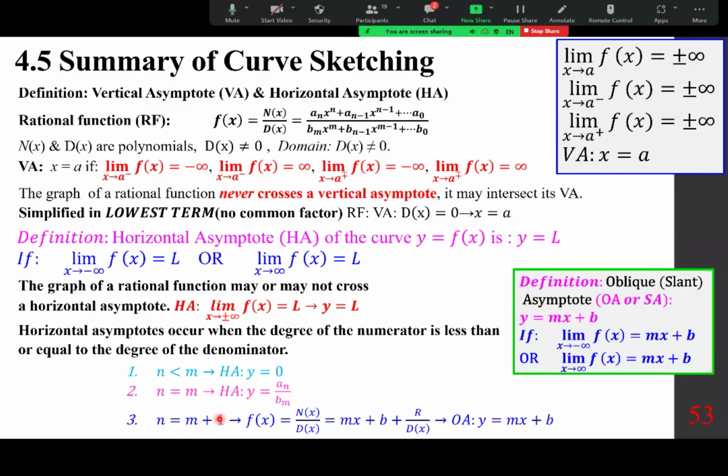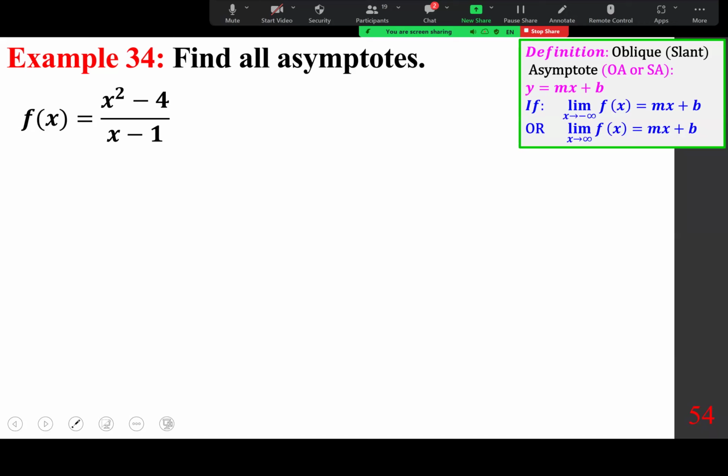If n is precisely m plus 1, meaning the degree of the numerator is larger by only 1, you divide by long division, synthetic division, you name it. It gives you a quotient mx plus b, which is of degree 1, and a remainder. This quotient, y equals mx plus b, is the oblique or slant asymptote, everybody. That's how you find it. We have the function f of x equals x squared minus 4 over x minus 1, and we want to find all asymptotes.